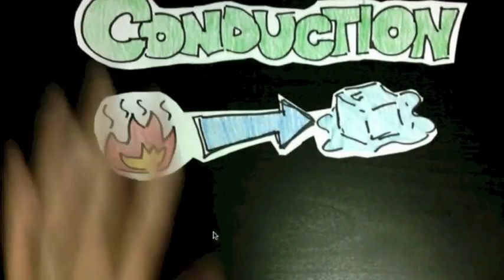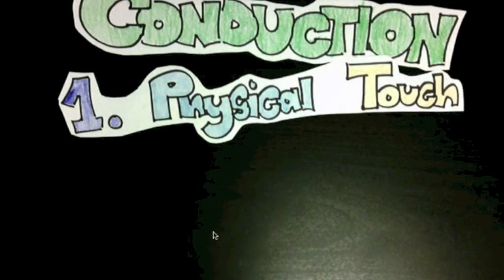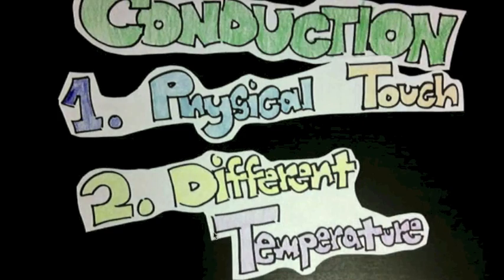In order for conduction to occur, two things need to be present. The first is physical touch. The objects need to be touching each other, and the second is that they have to be different temperatures.